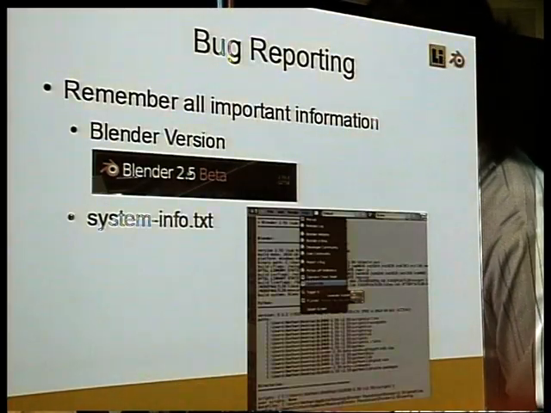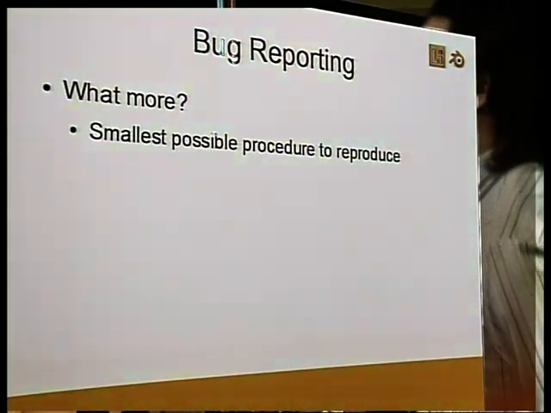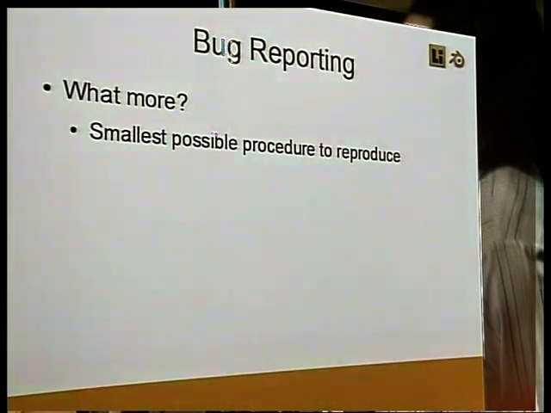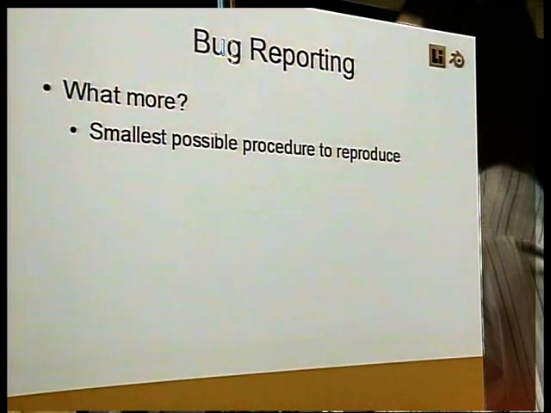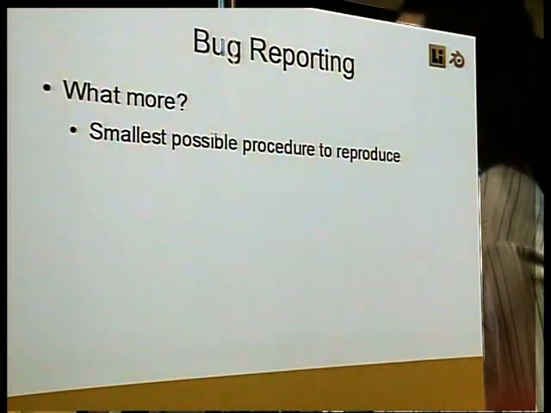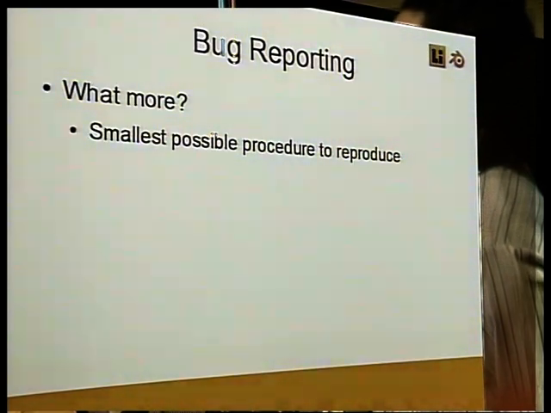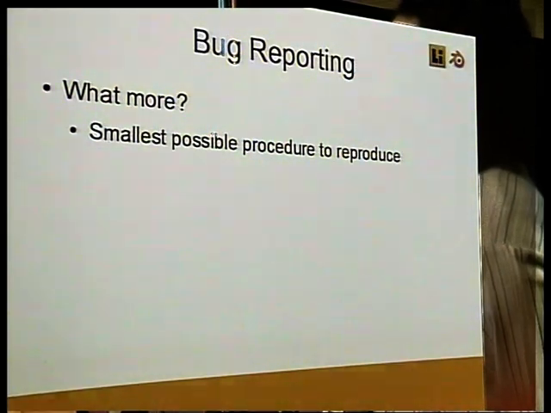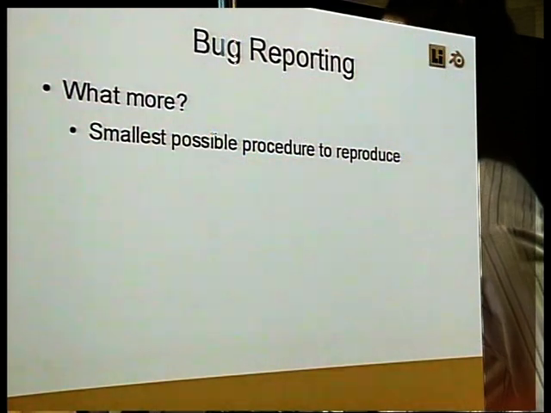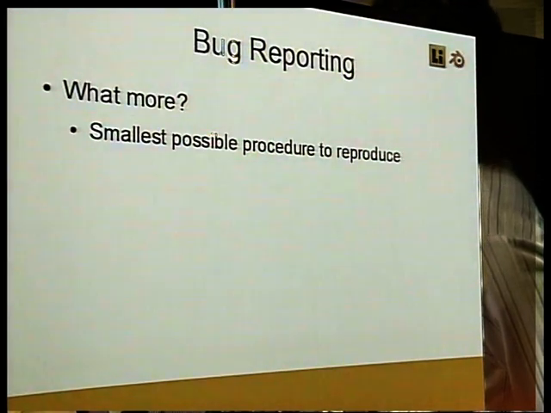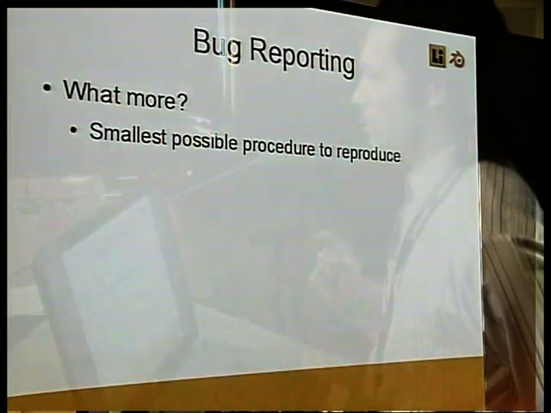So, important also is if you have a procedure you're working with, you're sculpting something, and you get a crash, you have, for instance, added some modifier somewhere. When you're generating this report, try to make a step-by-step description of how to redo it with as few steps as possible, because that will eliminate different paths for us that we need to check when we get a bug report. So the smallest possible sample you can create will be really good.